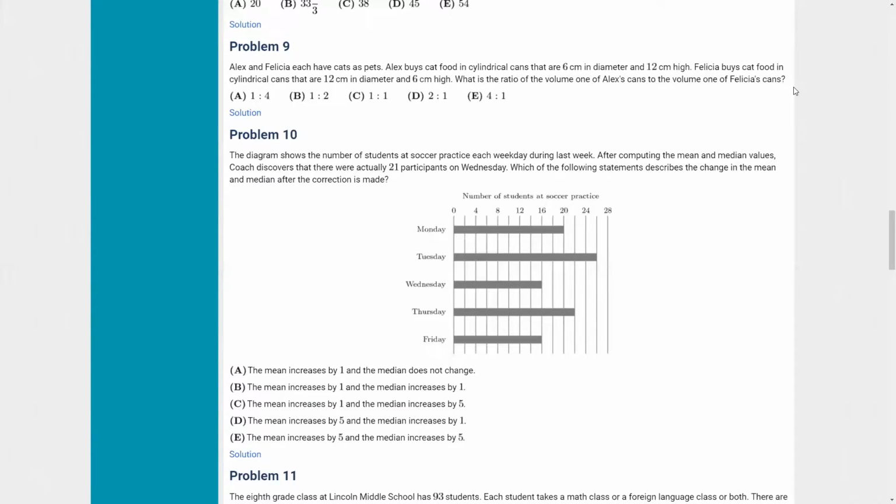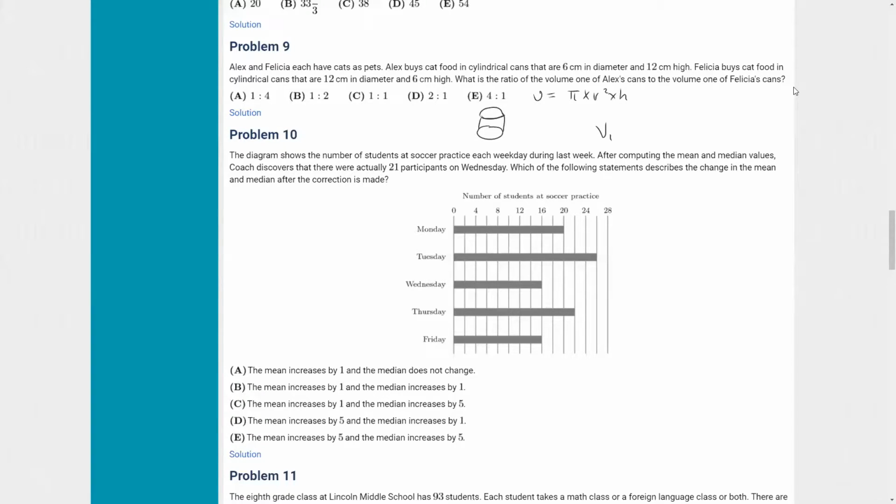So this one is a question about ratios and the volume, knowing the volume of a cylindrical can. So a cylindrical can looks something like this. So in this situation, what we need to do is first determine the equation for a volume of a cylinder. So the volume of a cylindrical can is equal to area of a circle, which is pi times radius squared times the height. So pi times radius squared times the height.